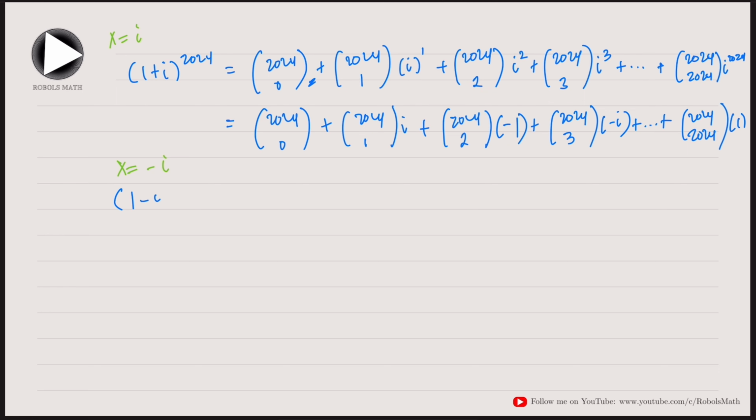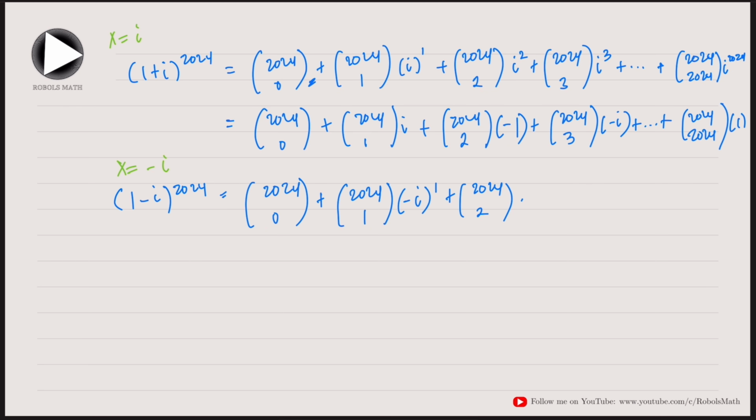So we will have here (1 minus i) raised to 2024 equals 2024 taken 0 times 1 plus 2024 taken 1 times -i to the 1 plus 2024 taken 2 times -i squared plus 2024 taken 3 times -i cubed, and so on until we have 2024 taken 2024 times -i to the 2024th.